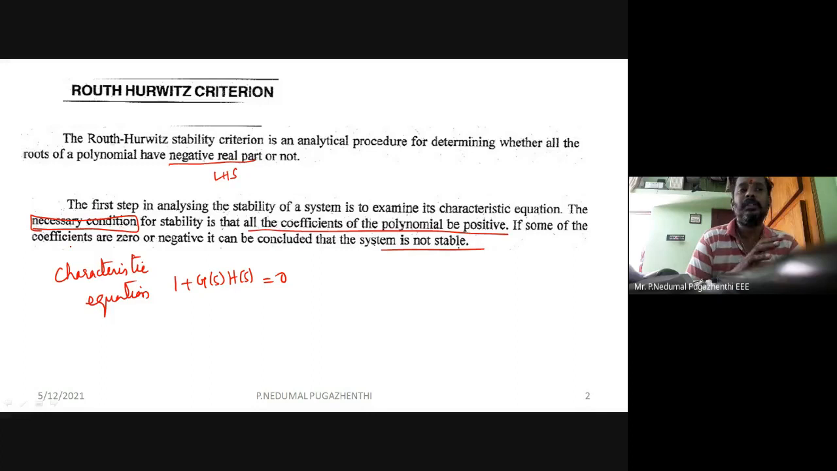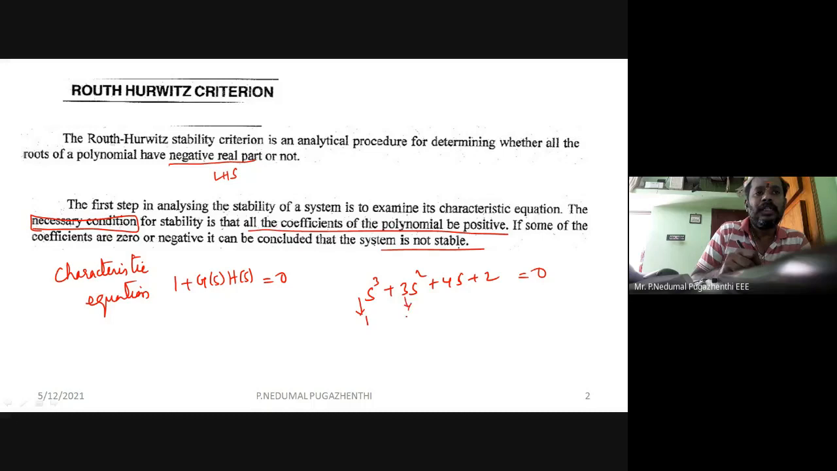Take your characteristic equation. For example, if you have a characteristic equation like s cube plus 3s squared plus 4s plus 2 is equal to 0. This is my characteristic equation. So, what are all the coefficients? The coefficients are 1, 3, 4, 2. All are positive. So, what can I conclude? The system is stable.